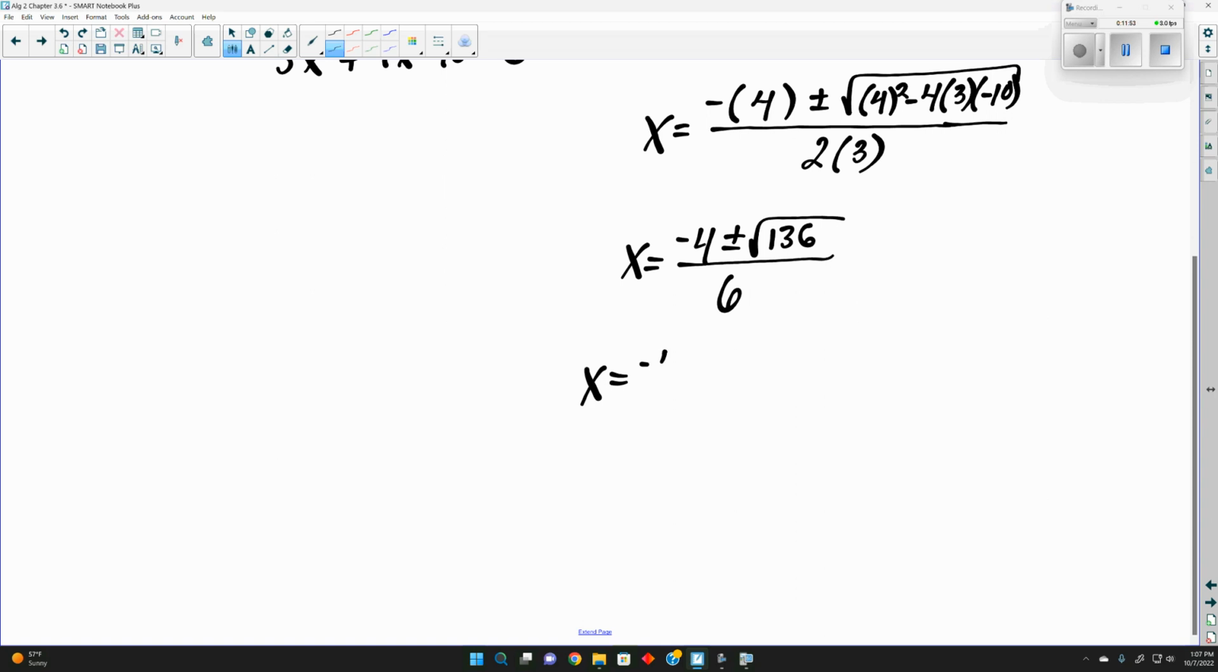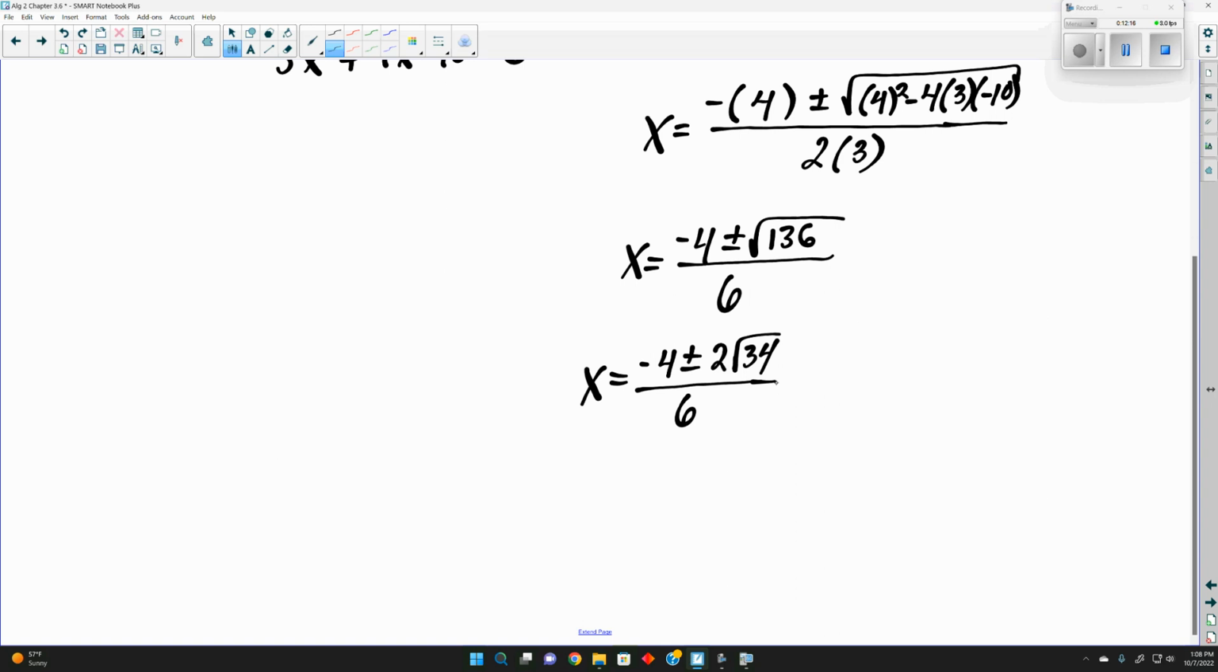Now, we can plug 136 into the yellow calculator to see if this would reduce. And does it? 2 radical 34. 2 times square root of 34. Radical and square root are the same thing.